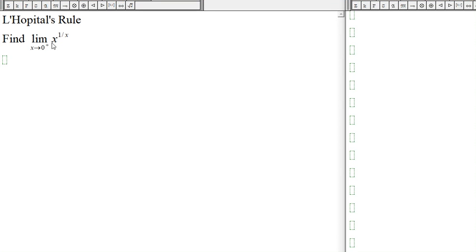Here we want to find the limit of x to the 1 over x as x approaches 0 from the right. And so we let x approach 0 from the right, and we get a 0.